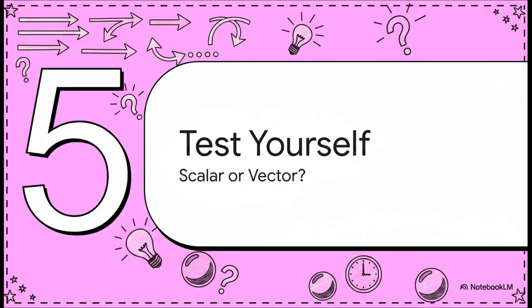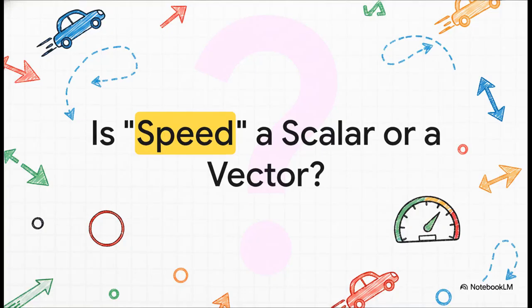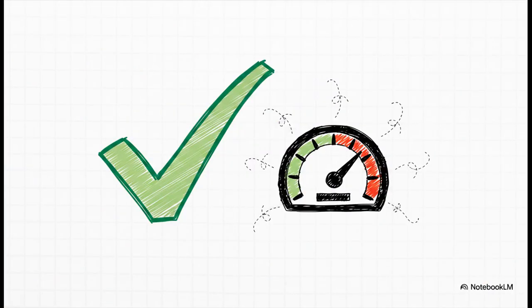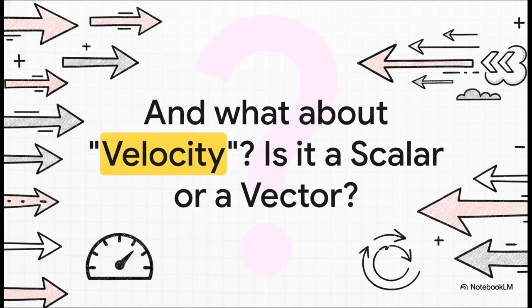All right, you've seen the rules, you've seen the examples. So let's do a little pop quiz right now to see if you've got it down. Okay, first question. Let's talk about the speed of a car. What do you think? Is it a scalar or is it a vector? If you said scalar, you are 100% right. Speed, like 100 kilometers per hour, it just tells you how fast you're going. It says nothing about where you're going. Okay, nice work on that one.